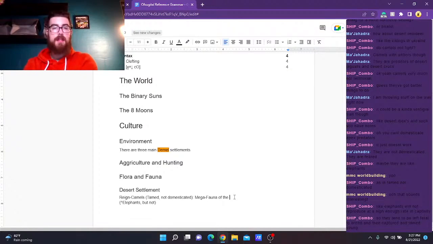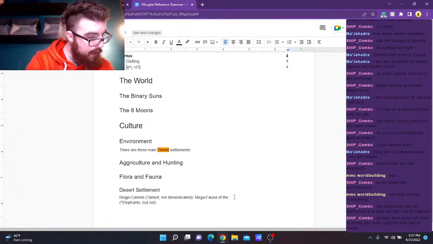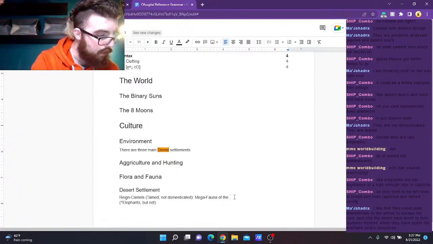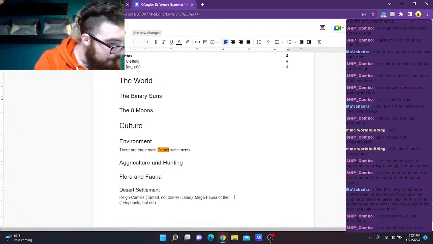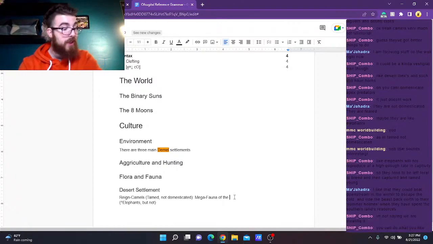Yeah, so do we want this desert settlement? I like that they could boat downstream in the winter to escape the cold and ride the beast back north to their summer homes when they have spent the southern land's resources. No, Ship, I love that, actually. I love that idea of rain camels being elephants, but not. That is fantastic. The rain camels, tamed, not domesticated, megafauna of the... Yeah, let's do just two. Two settlements.